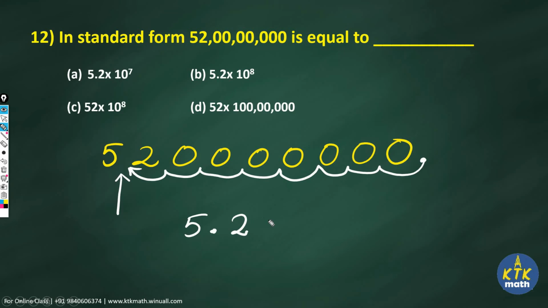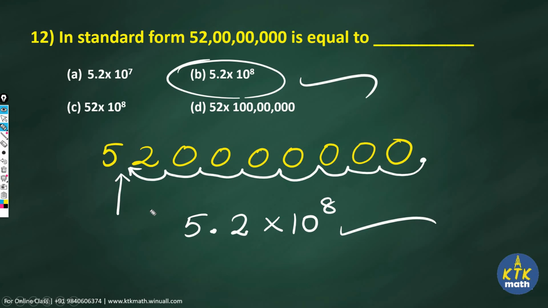5.2. Zeros, no need to write, as I mentioned already. 10 to the power, how many steps do I take? 8. So you can take 8. So the answer is option B.